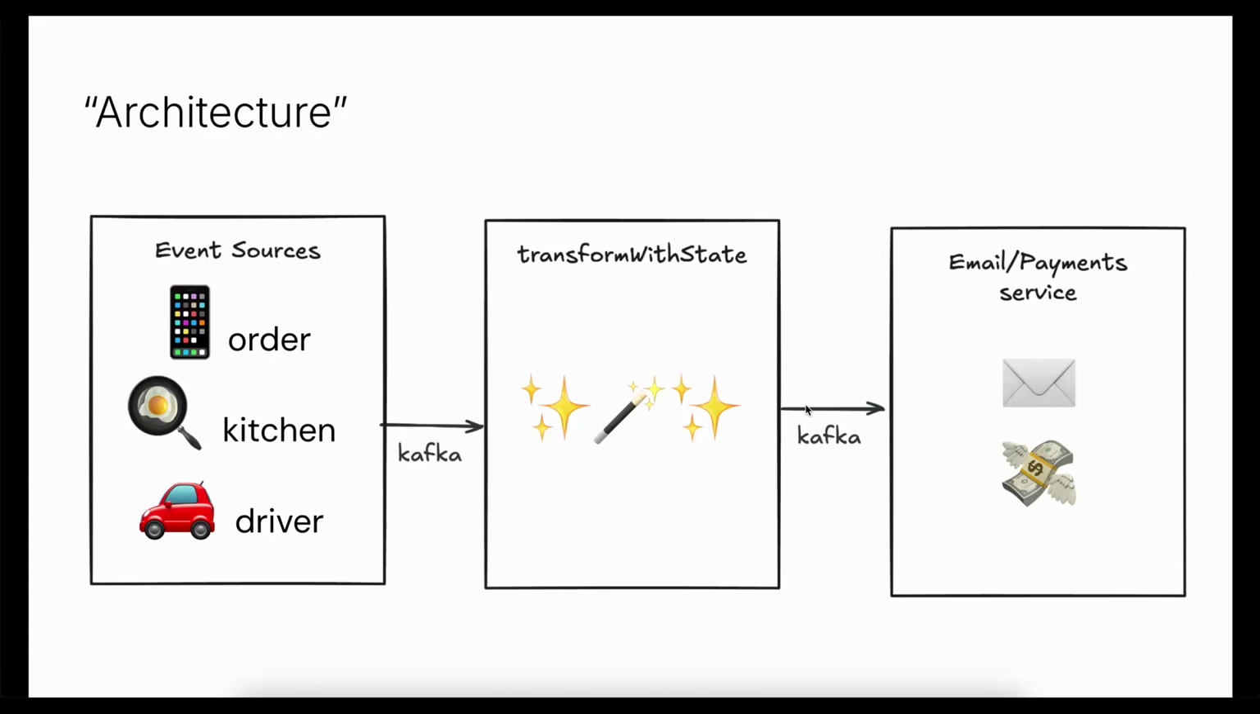So what does this architecture look like at a high level? We have event sources. That data comes from your ordering app, kitchen, and the driver, and then we pass that to the transformWithState processor, which does its magic and figures out which orders qualify for a refund, and then we pass it across to another system which will actually process the refund. For the sake of time, we're not going to talk about the refund processing framework.